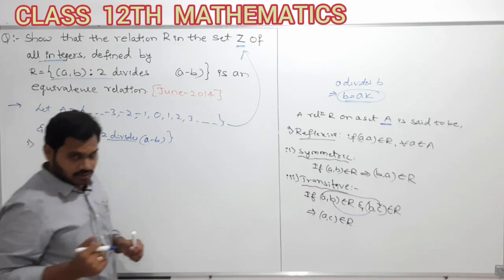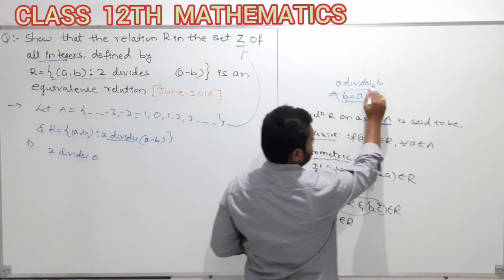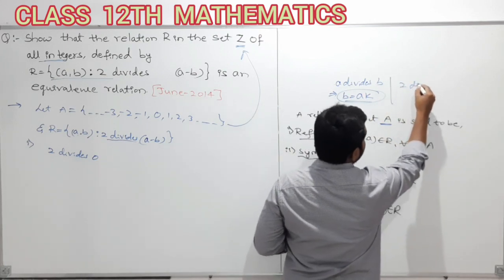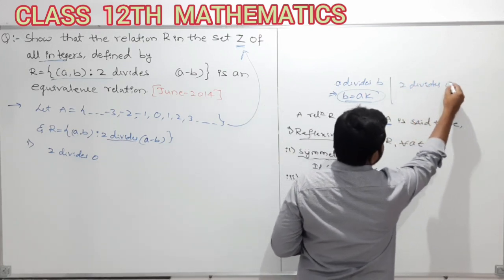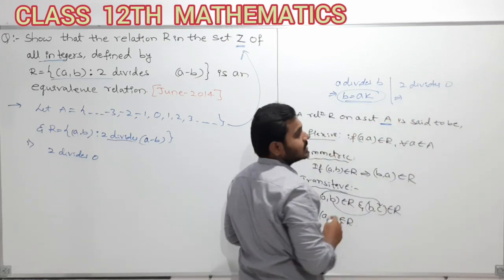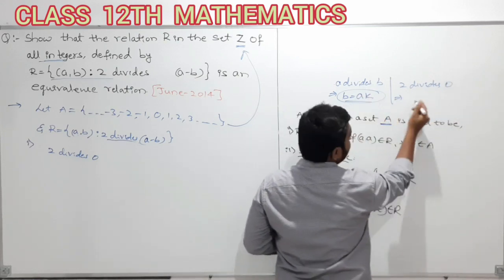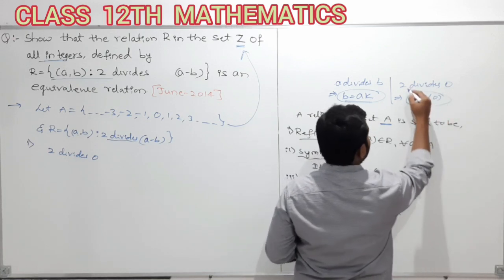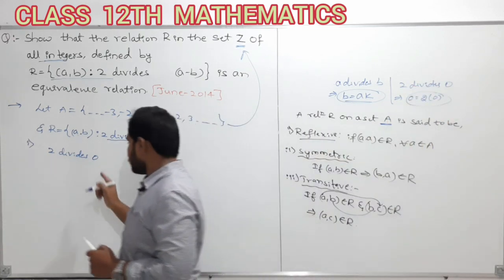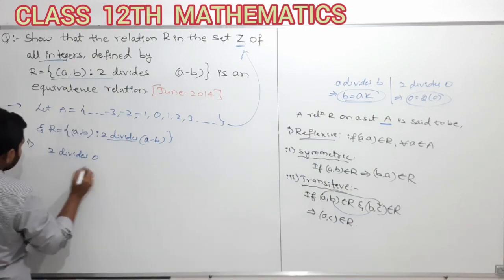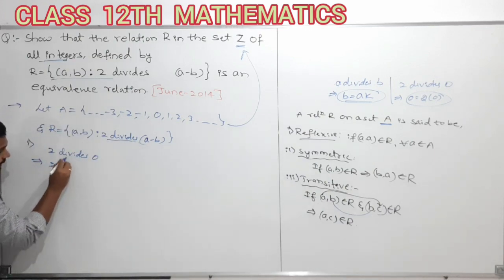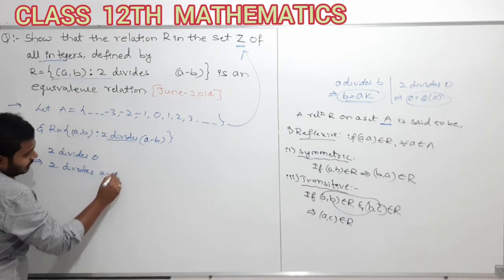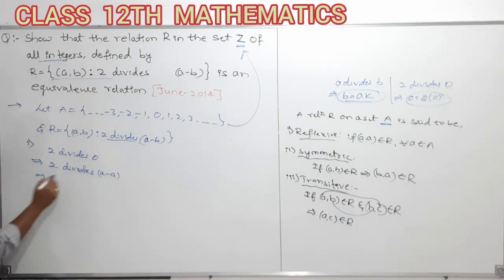Why does 2 divide 0? Already I told you, A divides B means B should be written in the form of A into K. So can I write 2 divides 0? I can, because in this form I can write 0 equals 2 into 0. Therefore 2 divides 0. So this implies that I can write this as 2 divides A minus A. Am I right, my dear students?